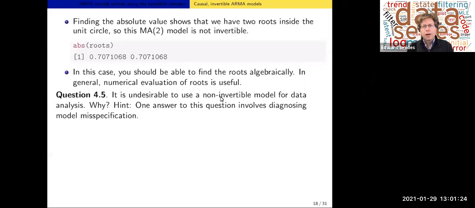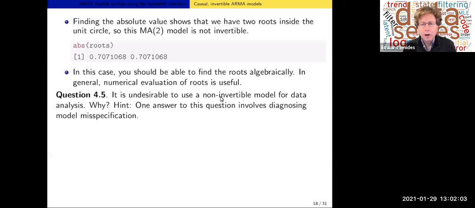Now, maybe you have some idea why it's nice to have a causal model, because you want to think that the data are somehow generated by some process that combines past noise. Why do you want to have an invertible model? What's wrong with a non-invertible model? Like the model that I just wrote down on the last slide, y_n is epsilon_n plus 2 epsilon_{n-1} plus 2 epsilon_{n-2}, seems a perfectly good model.